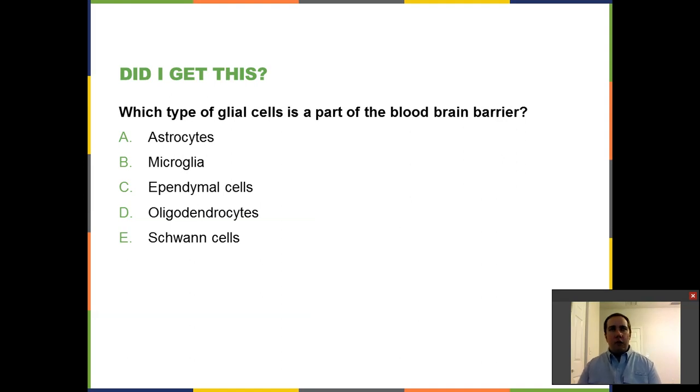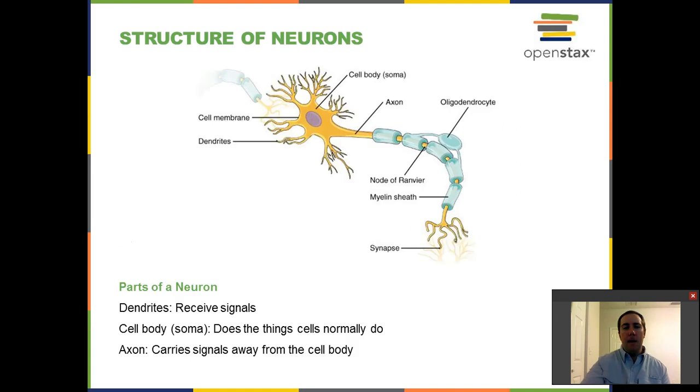Is that in the central nervous system or the peripheral nervous system? Central. Yes, the central. And what is it putting onto the axon? Myelin. Yes. The oligodendrocyte is in the central nervous system. It wraps around the axon and lays down myelin.